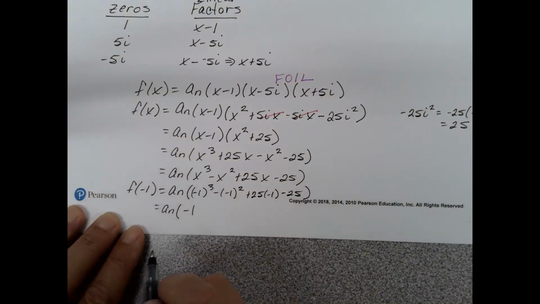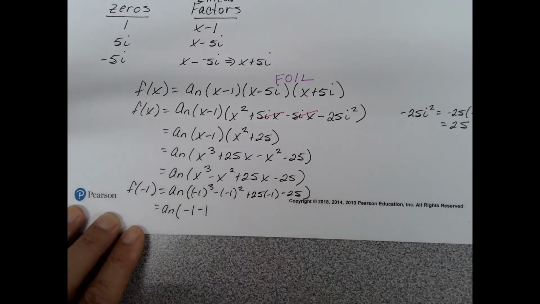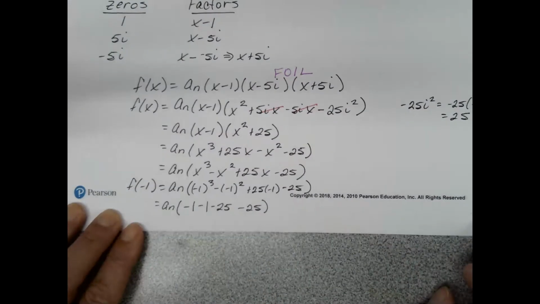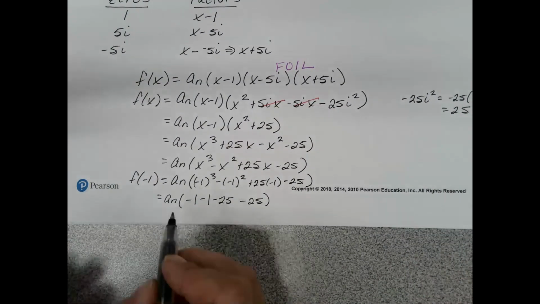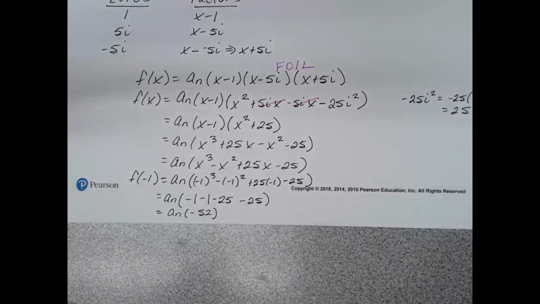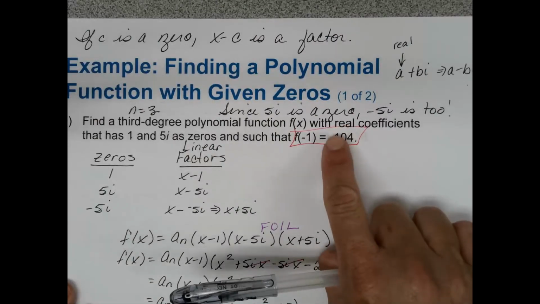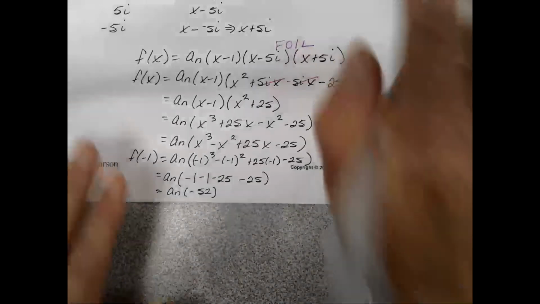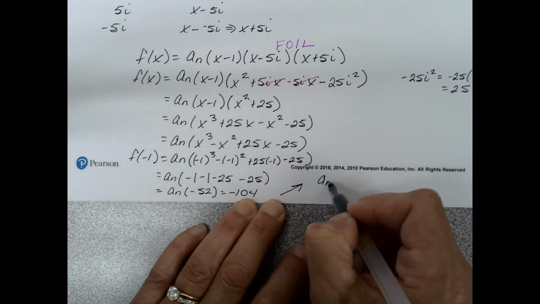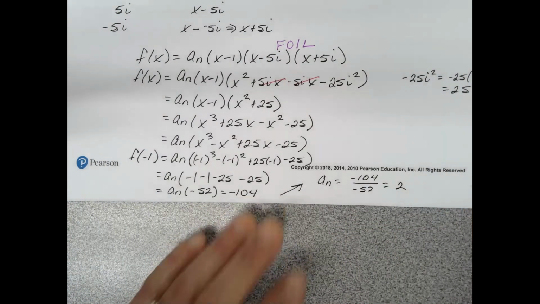Negative 1 cubed is a negative 1. Negative 1 squared is a positive 1, but it follows another negative, so I've got a minus 1, minus 25, minus 25. That gives me a sub n times a negative 52. And I know that that's supposed to equal negative 104. So a sub n will be negative 104 divided by negative 52, which is a positive 2.